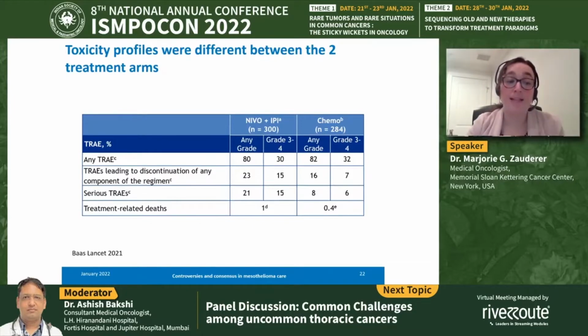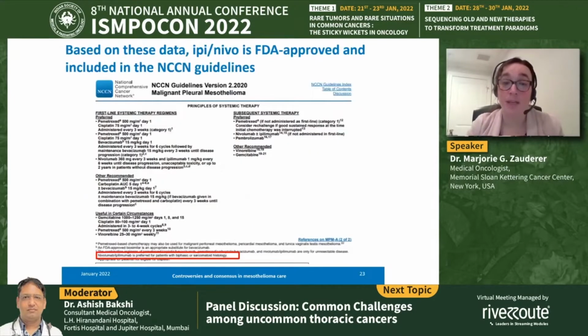In order to provide some clarity in this confusing new space, the NCCN guidelines include both cytotoxic chemotherapy and dual immune checkpoint inhibitor therapy as first-line treatment options. But there is a footnote, which I highlighted here in red, indicating that immunotherapy is preferred for non-epithelioid histology.